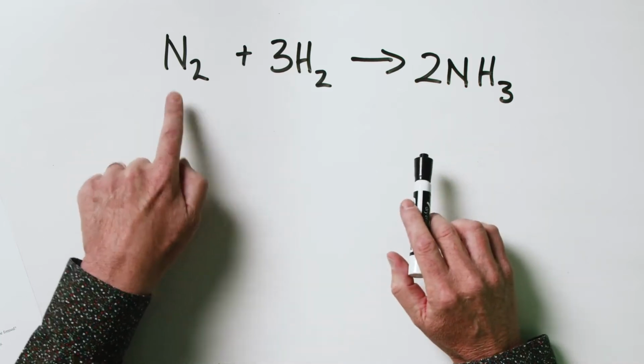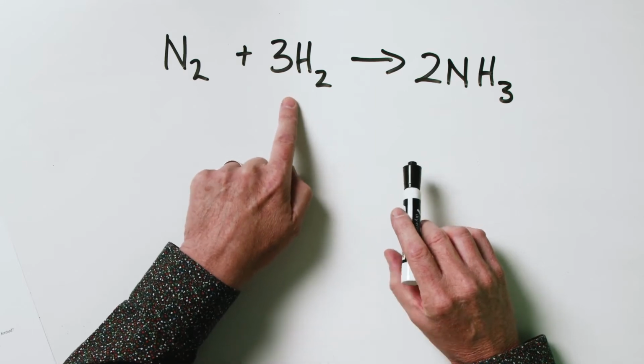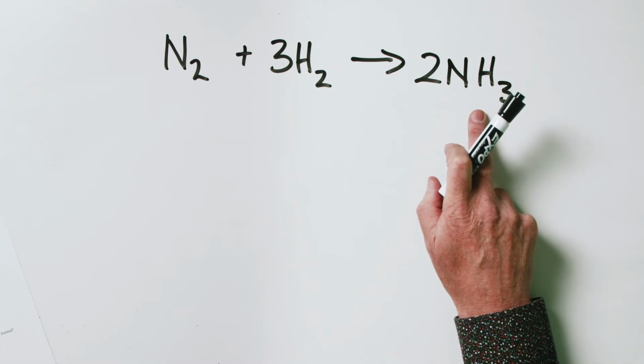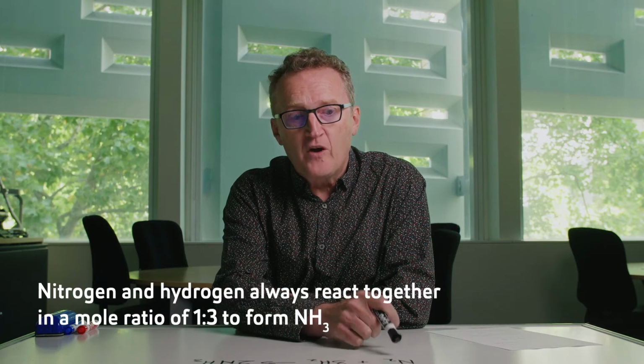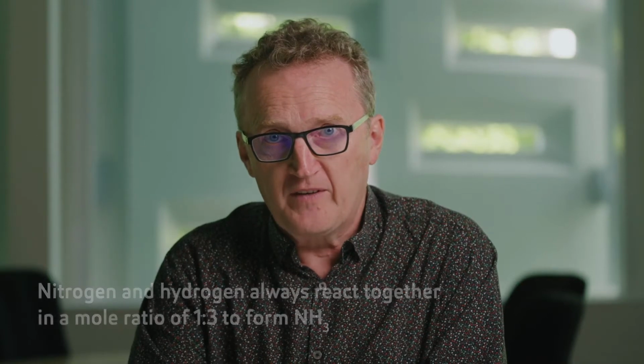What this balanced chemical equation also tells us is that 1 mole of nitrogen will react with 3 moles of hydrogen to produce 2 moles of ammonia. And that's what I meant by this whole mole ratio thing. So, nitrogen and hydrogen always react together in a mole ratio of 1 to 3. Now, that's a really, really important concept. Okay, so that is what balanced chemical equations are very useful for when it comes to stoichiometry problems.